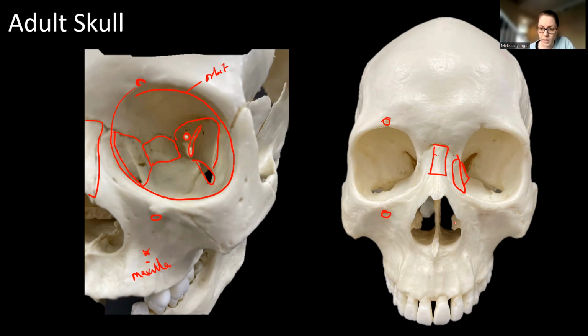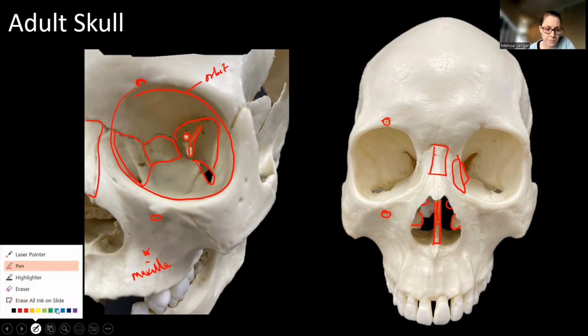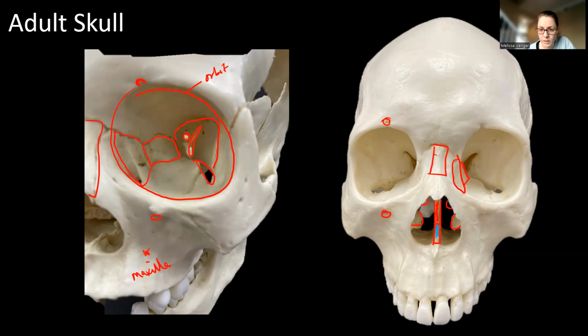Inside of the nasal opening, you see those nice inferior nasal conchae. There's a middle one up there, which I didn't get a picture of. And then this is the nasal septum, which is divided into two portions. The upper portion is the perpendicular plate, and the inferior portion is the vomer right there.